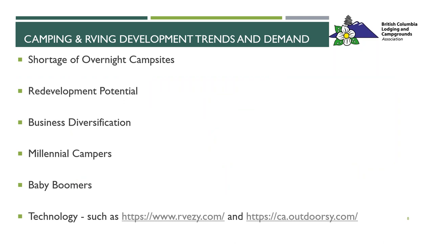Some of the trends. What are the trends and why are we looking at developing campgrounds or sustaining the existing campgrounds that are there? It's been widely reported in the press in 2016 and 17 that there have been shortages of overnight campgrounds and campsites in the peak seasons of July and August. Many British Columbians cannot book sites at BC parks or private sector campgrounds during those peak times.